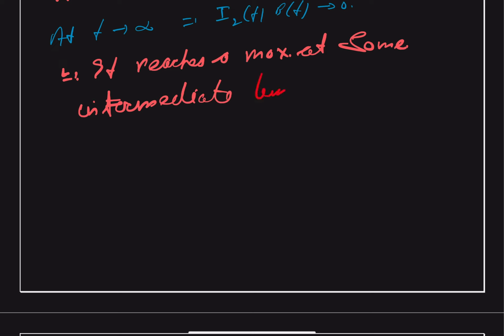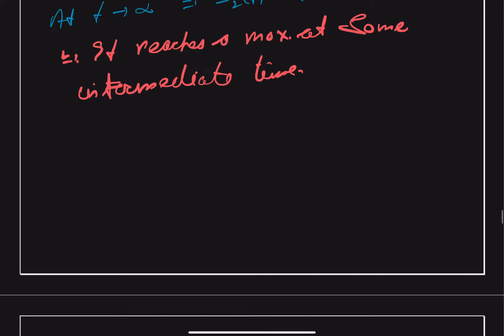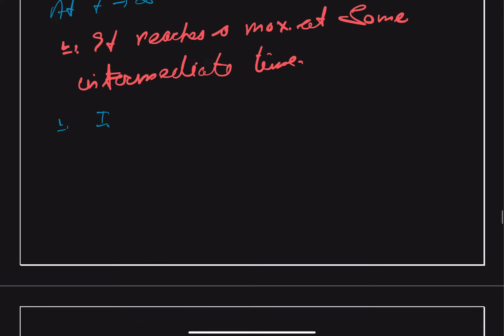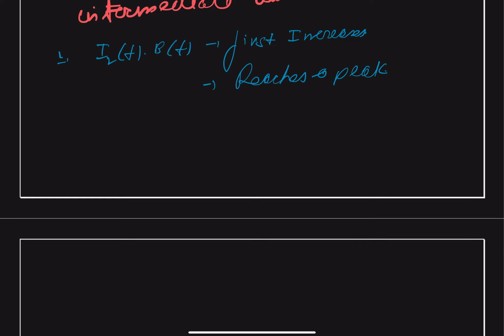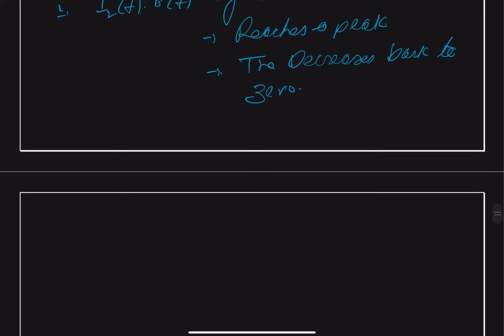Intermediate time. So therefore the product I(t) times B(t) first increases, then reaches a peak, and then decreases back to 0. And this happens as time progresses.